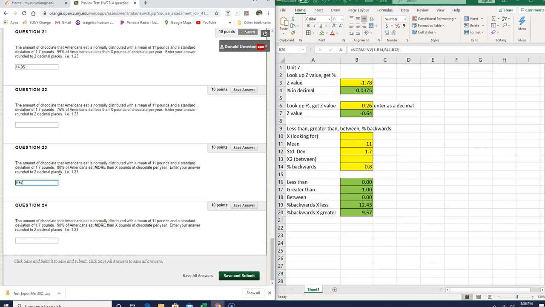I still need to use the complement, but I can't use the complement of X. I have to use the complement of the percent. And if we look in the formula on the spreadsheet, you'll see it's norm.inv, but it's 1 minus, in this case, B14. And if we look at B14, that's my 80%. So I'm not actually finding the greater than. What I'm finding is this value, 20% of people eat less than 9.57. And by default, if 20% of the people eat less than 9.57 pounds per year, that means 80% of the people eat more than that, because that's where the complement shows up. Hope that made some sense to you, and good luck.